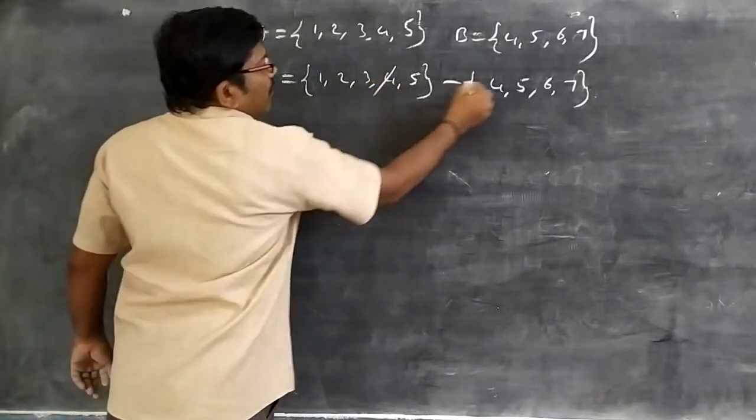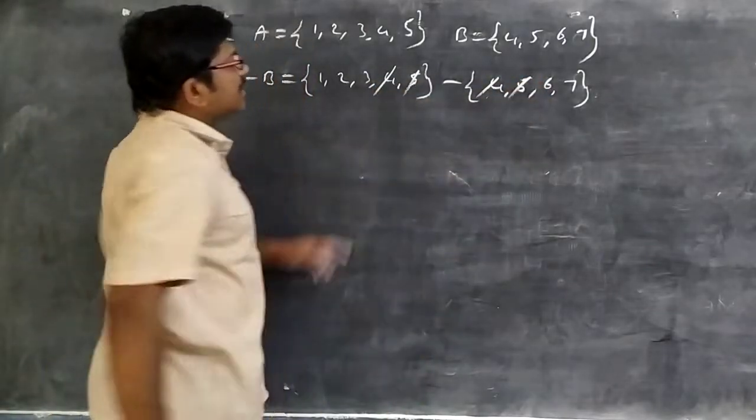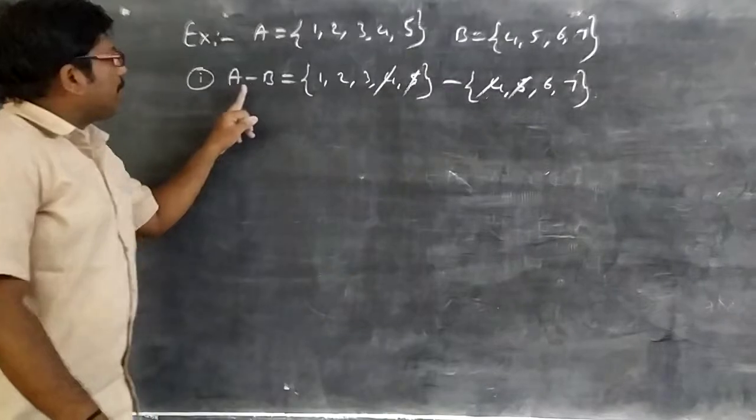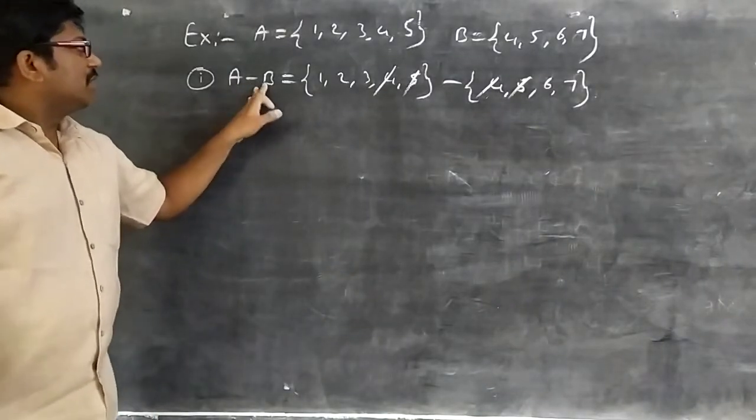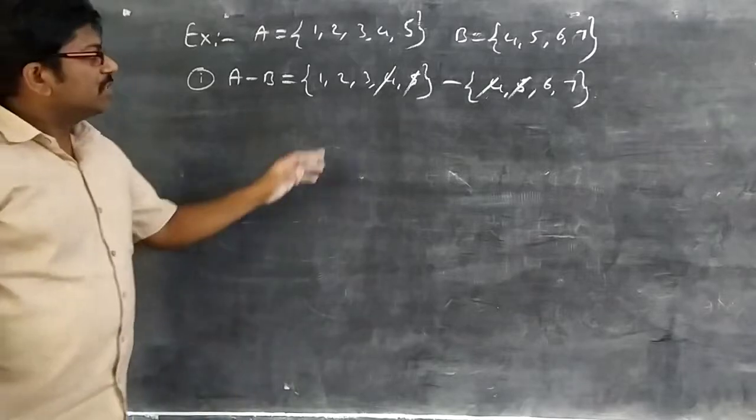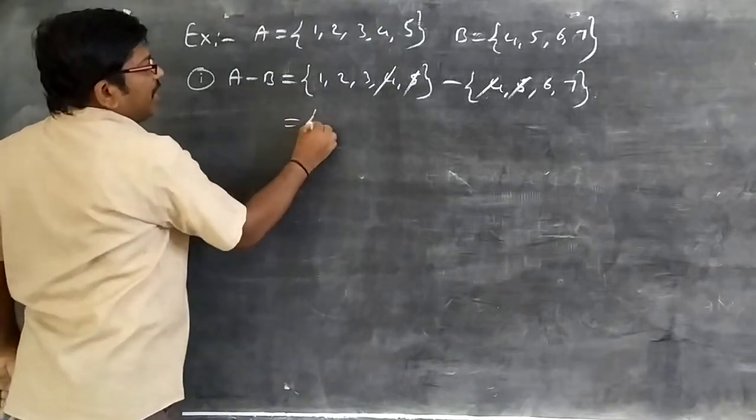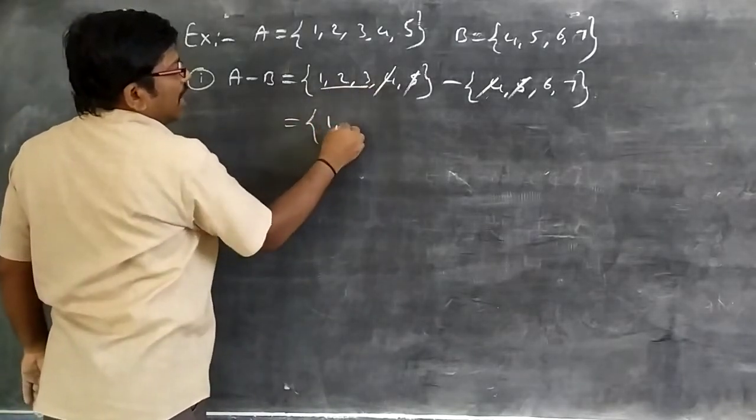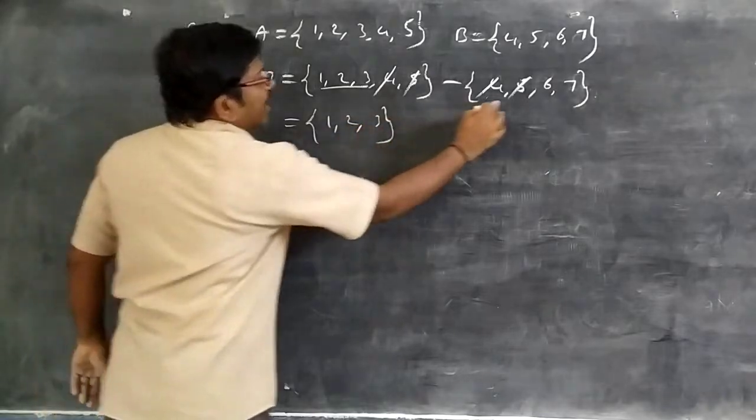Here 4, 4, 5, 5. These two elements belong to B. So we have to subtract the elements of B from A. Okay? 4, 5 are common elements. So after subtraction, we get only 3 elements: 1, 2, 3. Don't write these 2 elements.